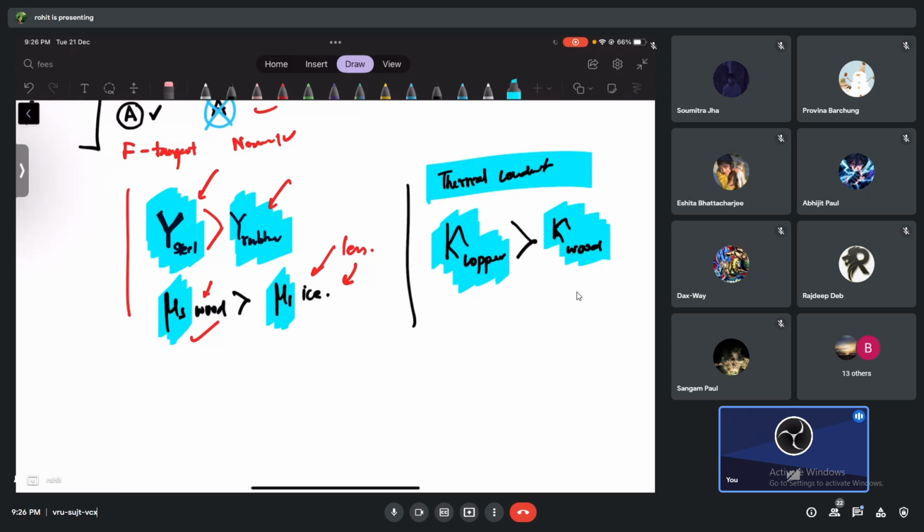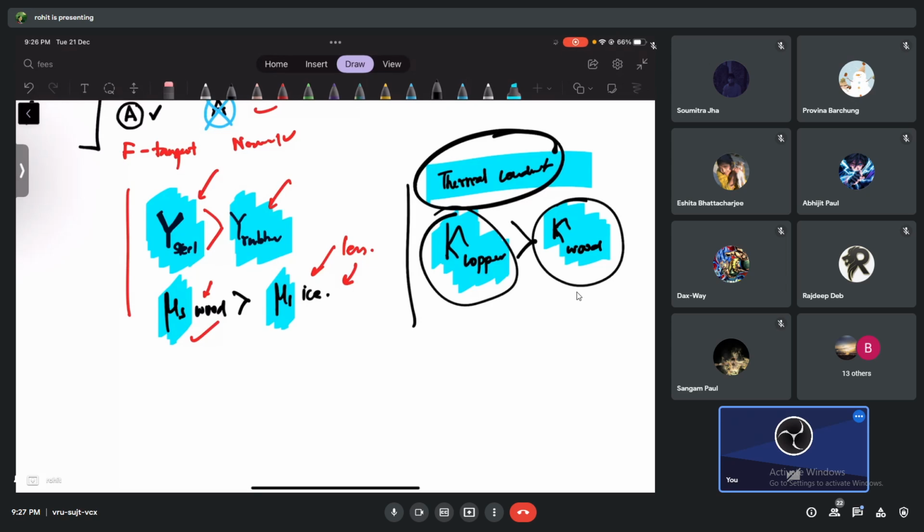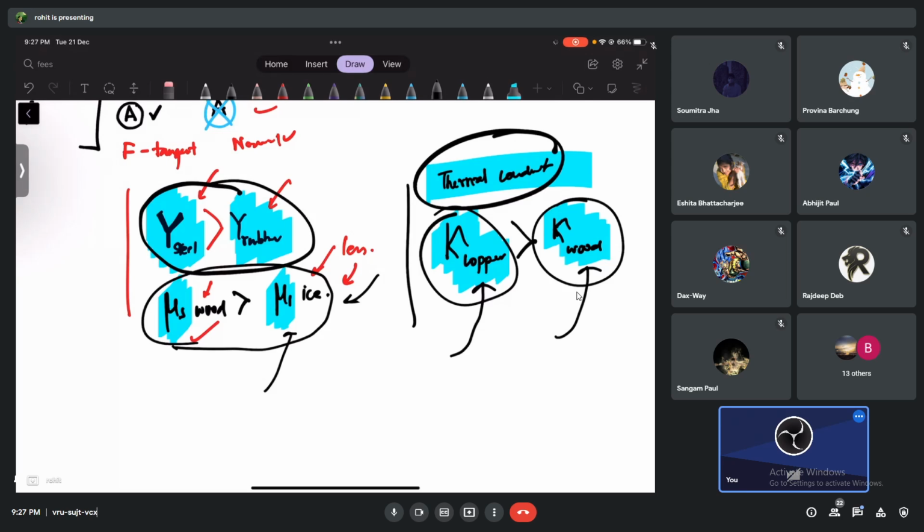Do you understand, guys? All these coefficients tell you about the material, because all materials have different properties. Coefficient of thermal conductivity for copper is greater than for wood; it conducts more heat. Coefficient of static friction is more in wood compared to ice, which means ice will offer less friction. Young's modulus for steel is greater than rubber, which means it is very difficult to stretch steel. That is another way of talking about it.